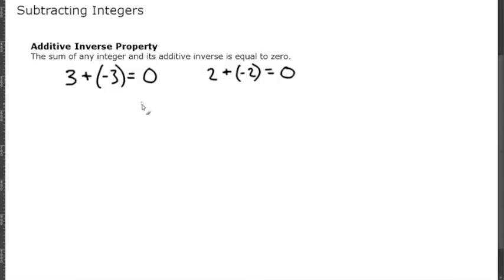And this holds true for any number a. When you take the opposite of a, or negative a, and add it to a, you will always get 0.